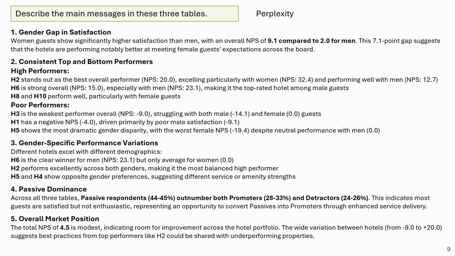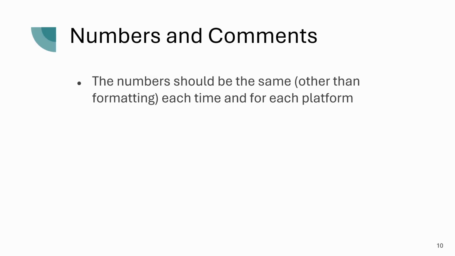And finally, Perplexity, coming again, gender gap satisfaction. Then it highlights some of the top and the bottom performers. And this passive dominance comes out again. And finally, that an NPS of 4.5 is pretty modest. So we can see that we can pull all of this information together and get a good outcome.